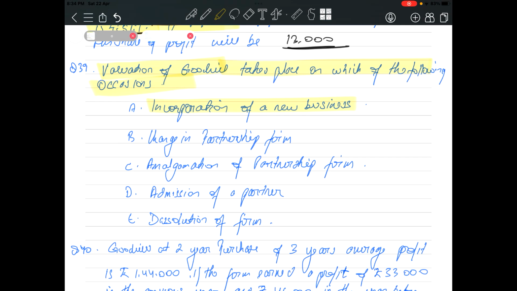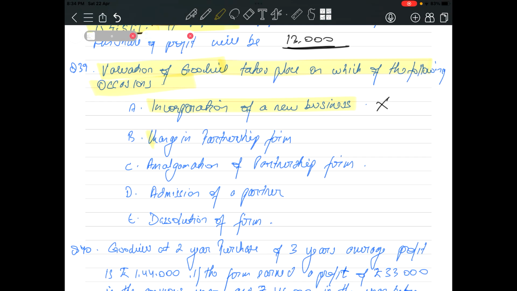Now, what is goodwill? Goodwill is the reputation of the firm. Will you generate reputation on the very first day of business? No. For goodwill to generate, it will take time. So this option is definitely not the right answer. Second option, change in profit.